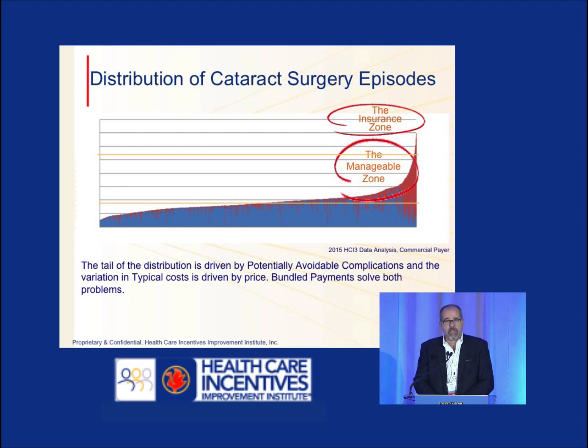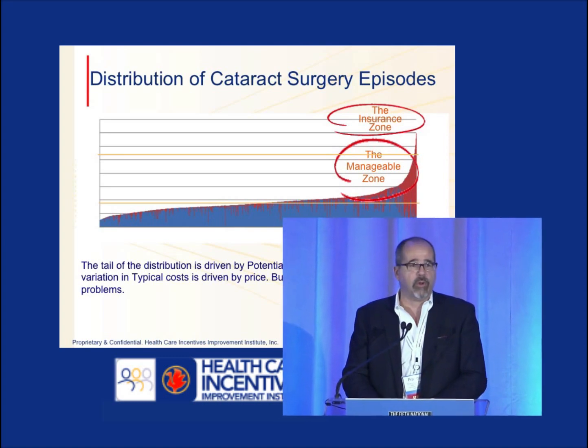And almost always the distribution looks like this, where the higher cost cases are on the right-hand side of the distribution, and they also are the cases that contain almost all of the avoidable complications. So the point is, that's the manageable zone.